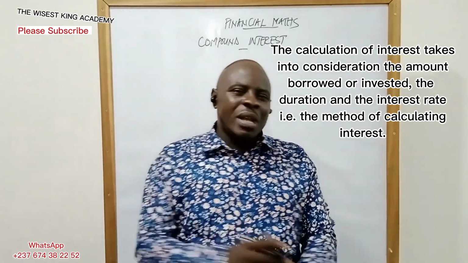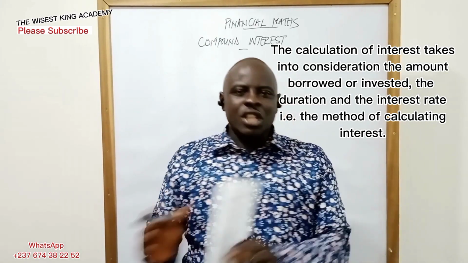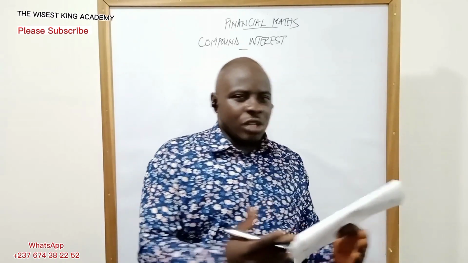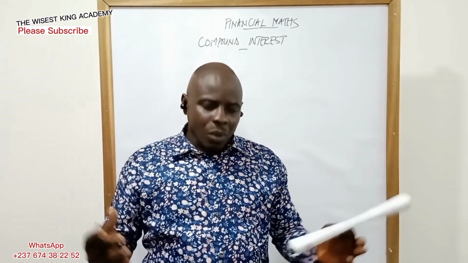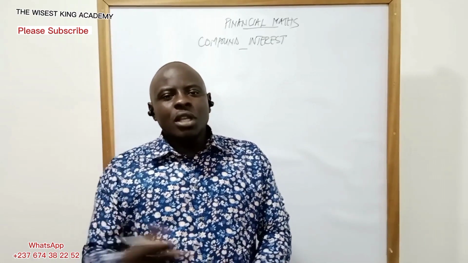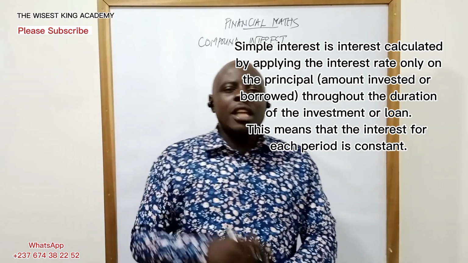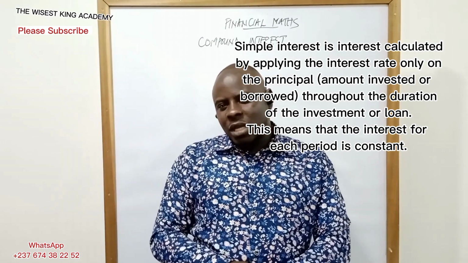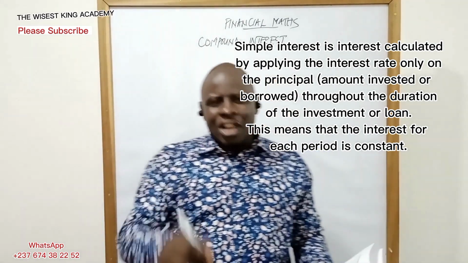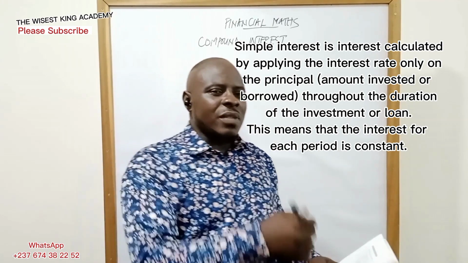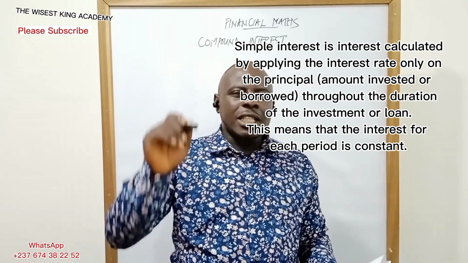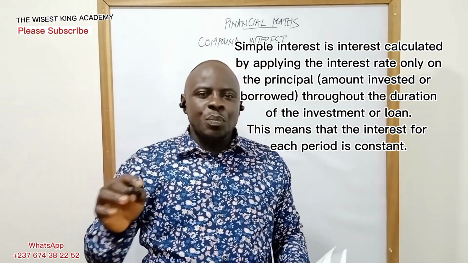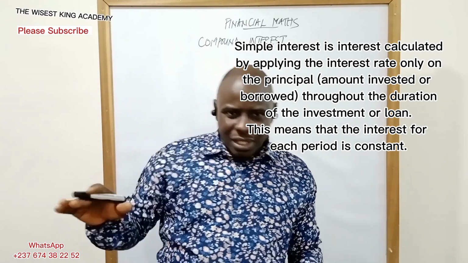So, there are actually two methods of calculating interest. There is the simple interest method and the compound interest method, which gives us two types of interest: simple interest and compound interest. Now, what is simple interest? Simple interest is interest calculated by applying the interest rate only on the initial investment throughout the duration of the investment. It means at the end of year one, year two, year three, right to the end of the last year, at the end of every period, the interest rate is applied only on the initial investment. This also means that the interest for each and every period is constant.